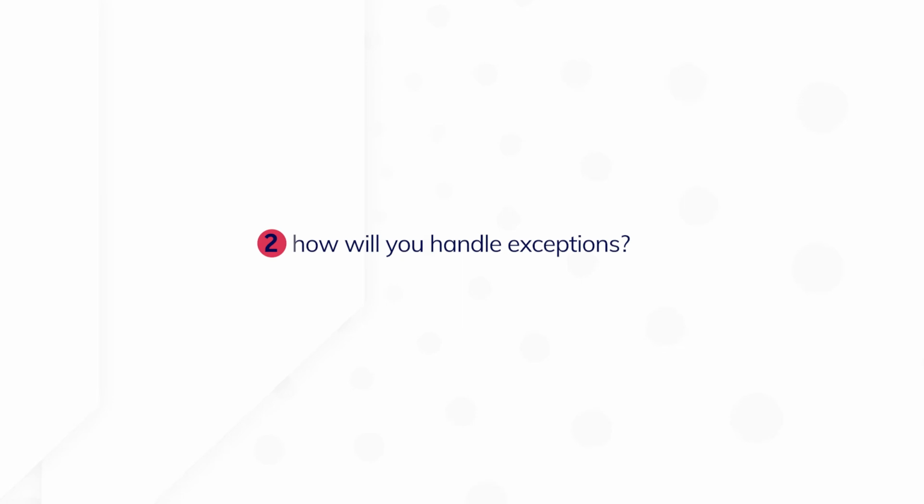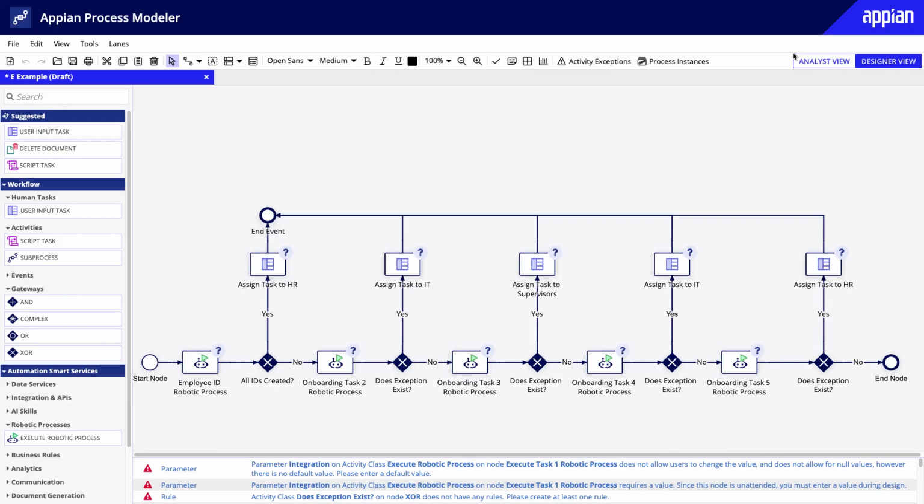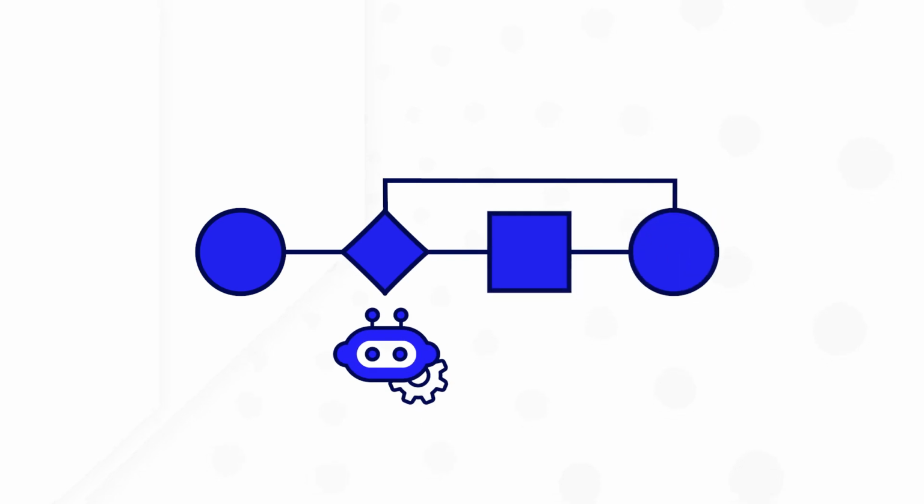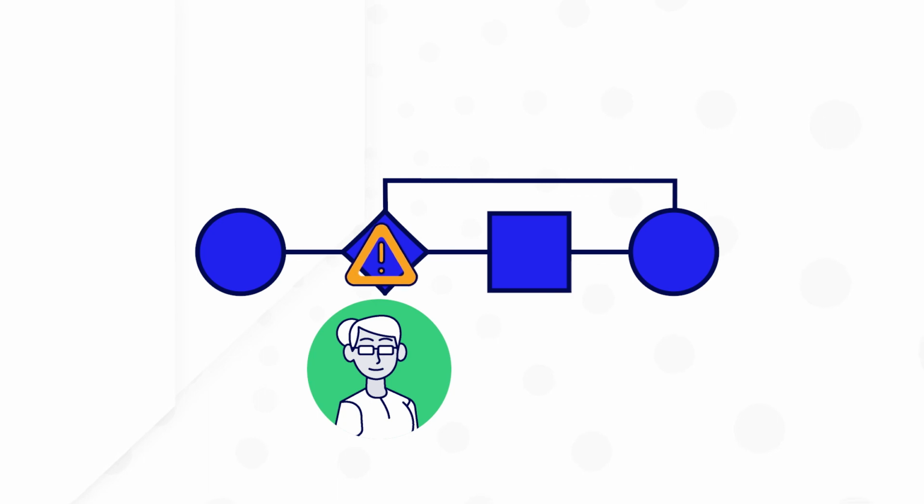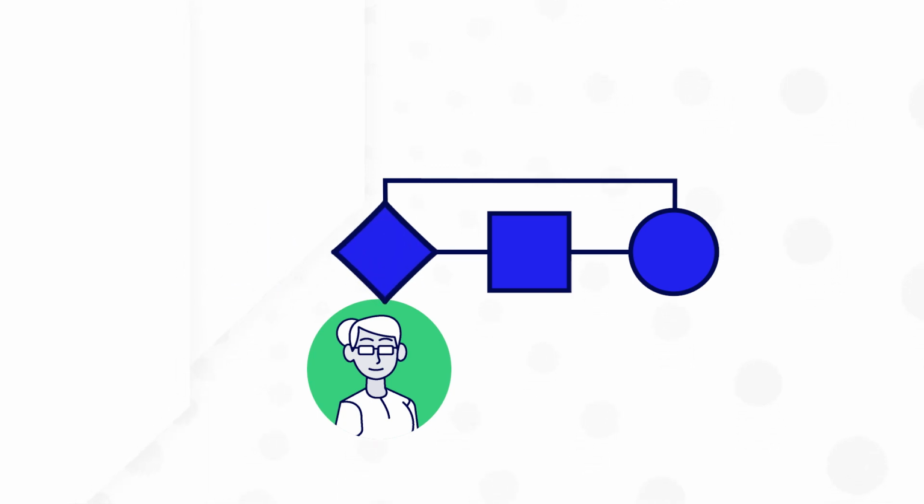The second question, how will you handle exceptions? This design idea makes it easy for exceptions to be handled for each task individually. Maybe the application to create employee IDs introduced a new confirmation dialog to the process. The robotic process doesn't know how to handle that yet, but a member of the HR team could manually process the IDs for the new hires while a fix is made to the robotic process.